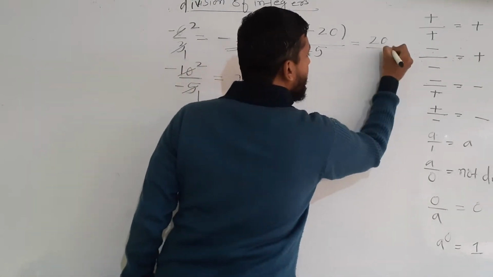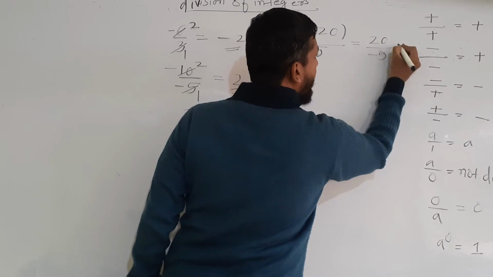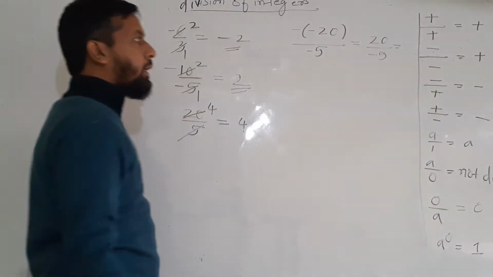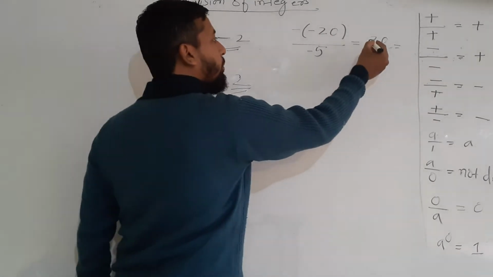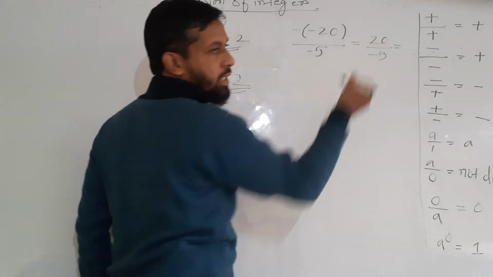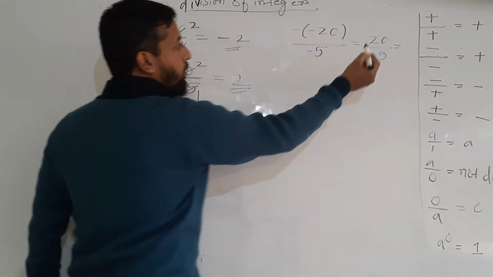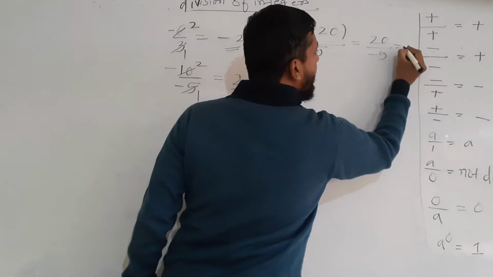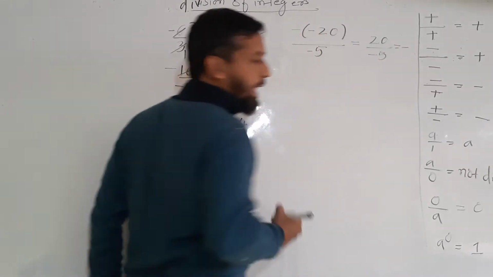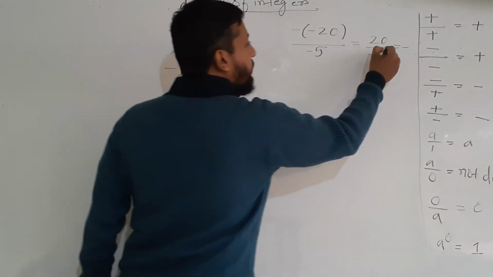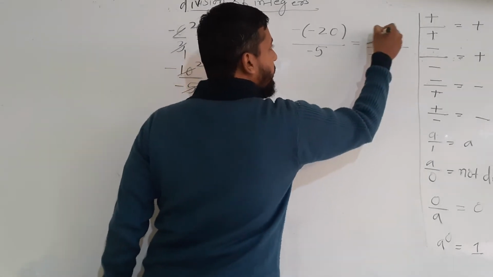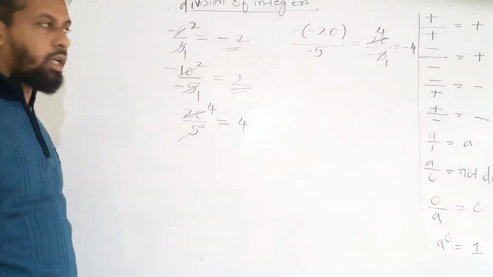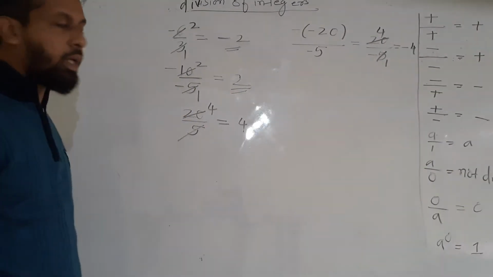20 divided by minus 5. Now, see here. Now this becomes a question of division of different signs. One is plus, another is minus. So the result will be minus. Division of different sign is minus. 5 ones are 5, 5 fours are 20. The answer will be minus 4. Keep in mind how to do that one.